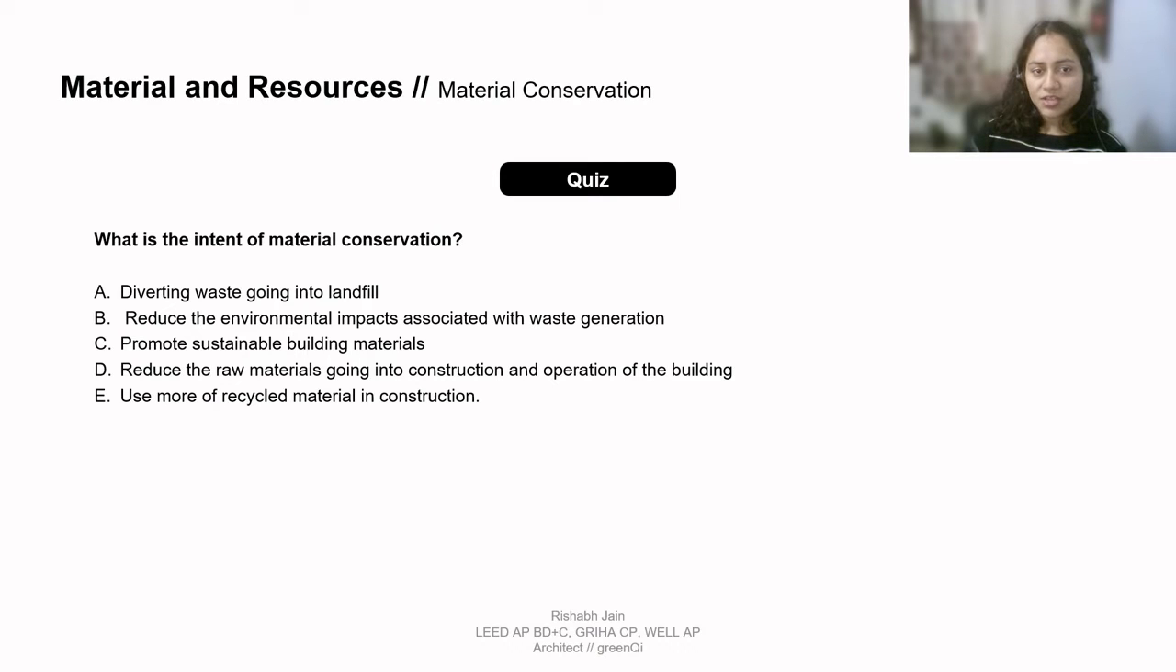I'll just move to the answer now. Option D is the correct one, which says reduce the raw materials going into construction and operation of the building. This is important because we are just reducing the need for new materials. So that is the major intent of the material conservation practice.